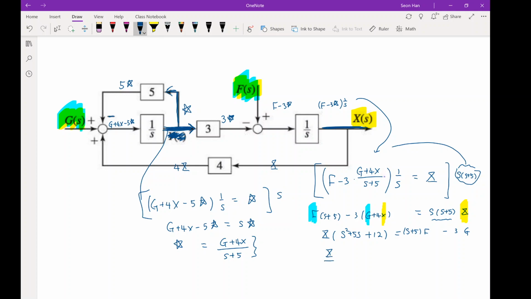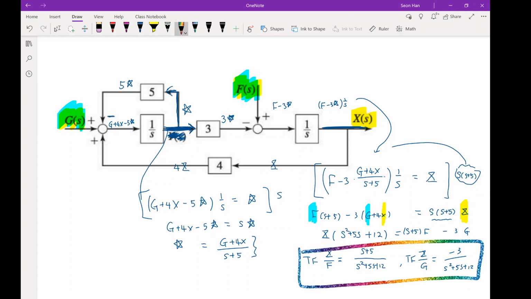So you have x divided by f, the transfer function. I'm skipping one algebraic step. That is s plus 5 divided by s squared plus 5s plus 12. How did I get this? I divided both sides by the coefficient of x. And the transfer function x over g equals -3 divided by s squared plus 5s plus 12. And that's the final answer. Those are your final answers.